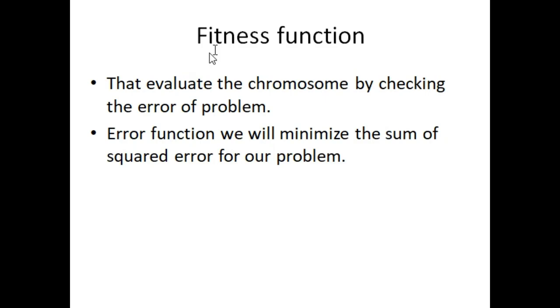So the next concept is a fitness function, the fitness function that evaluates the chromosome by checking the error of the problem. So we will generate a function जो कि हम क्या करेंगे, एक जो क्रोमोसोम बनाते हैं उसके ऊपर हम देखेंगे कि हमारी प्रॉब्लम जो है वो कितना एरर जनरेट करती है। सो वो जो एरर होगा वो कौन डिसाइड करेगा, वो हमारा फिटनेस फंक्शन डिसाइड करेगा कि इतना एरर आया। So the error function we will minimize the sum of squared error for our problems. So sum of squared error.